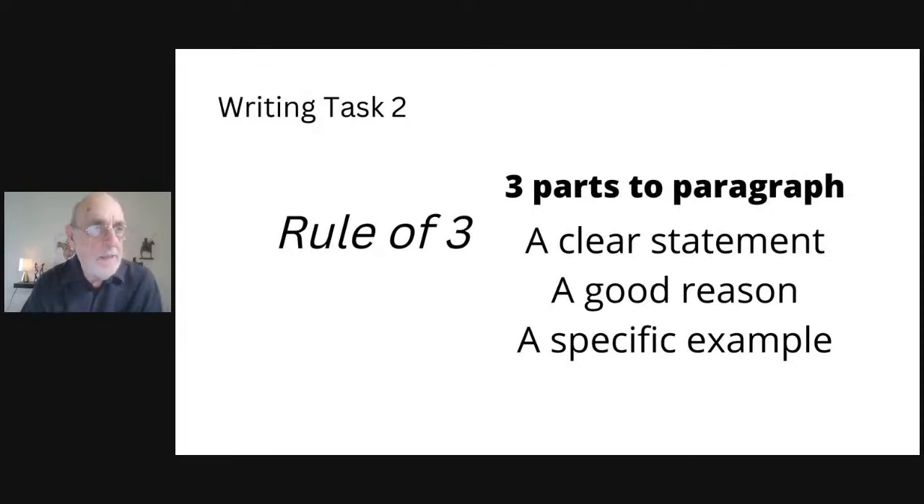And then something that must be included in every IELTS writing task 2 is using an example from your own life and your own experience, a relevant example. This is a part of every writing task 2, and you'll see it in the instructions when you approach your writing task 2. So your paragraph has these 3 parts: a clear statement, a good reason, and a specific example.